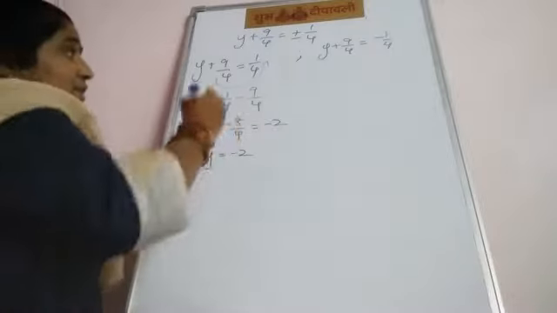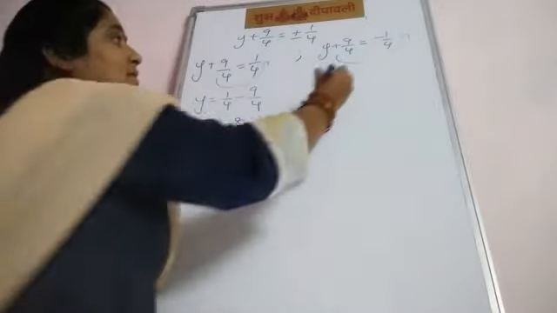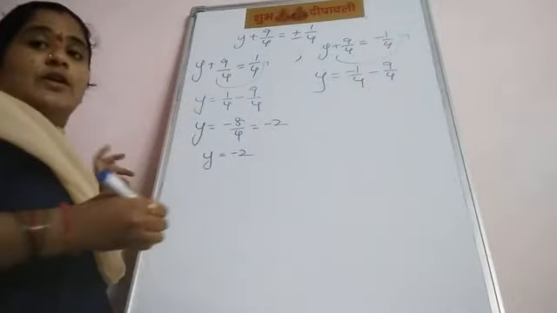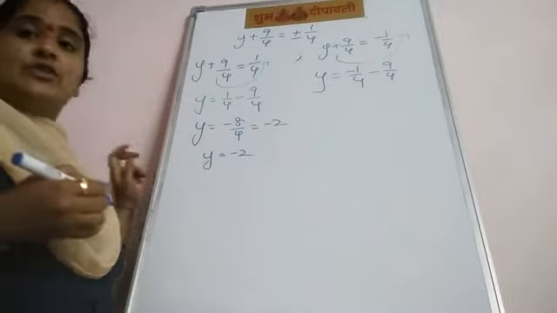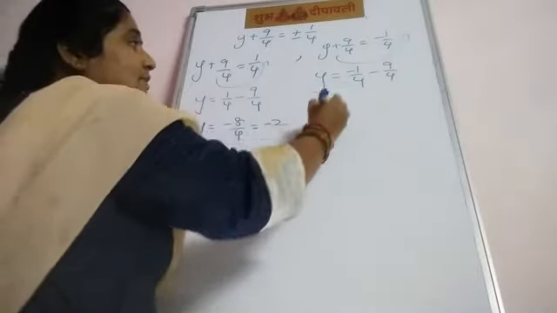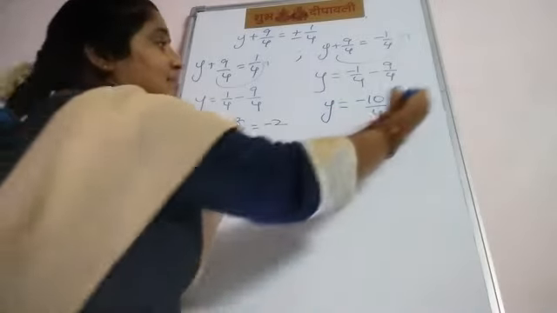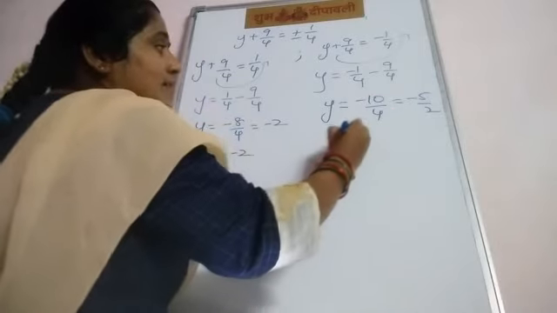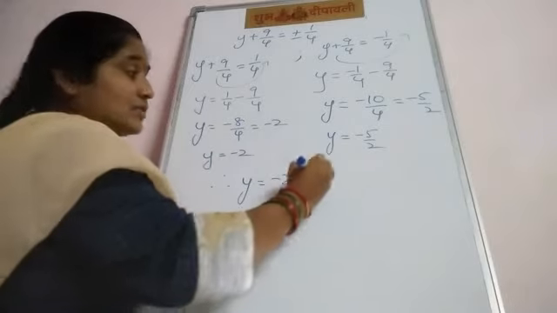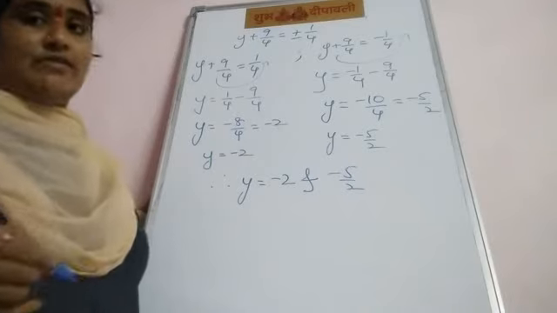One root we got. Now second, this one you send to the right side, it will become minus: y equal to minus 1 by 4 minus 9 upon 4. Both are like fractions, the denominators are the same. Minus 1 minus 9, how much? Minus 10. y equal to minus 10 upon 4 equal to how much? Minus 5 upon 2. y equal to minus 5 upon 2. Therefore, y equal to minus 2 and minus 5 upon 2 are the roots of the quadratic equation.